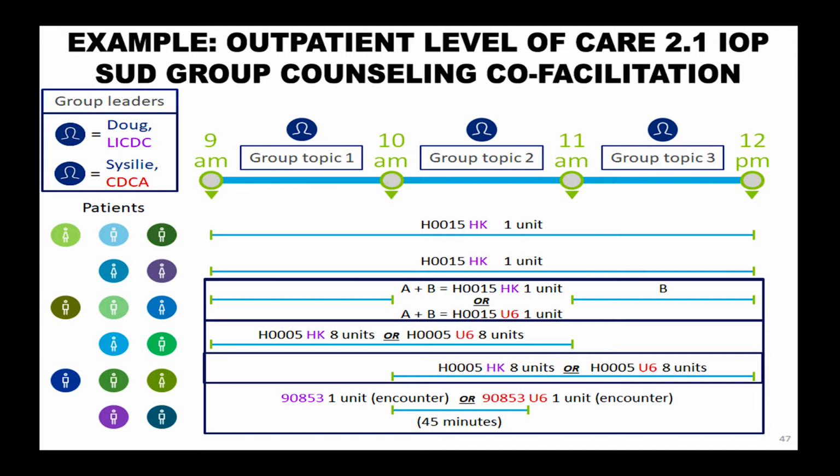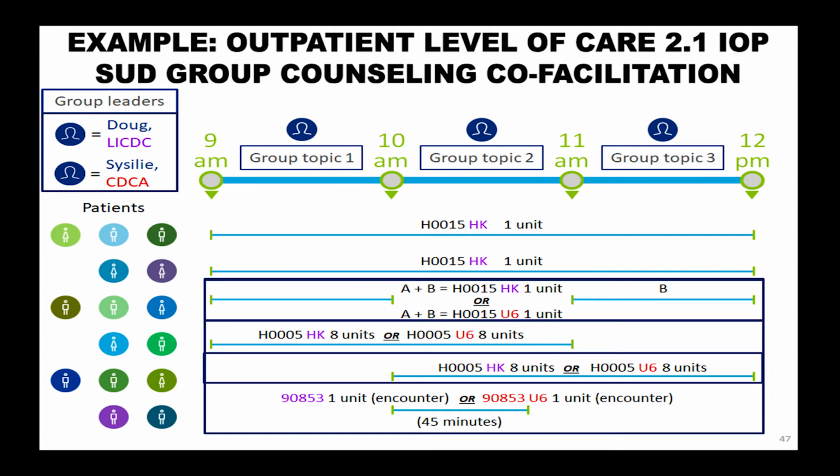Same scenario when you're co-facilitating. If you have 3, 6, 9, 10, 11, 12, 13, 15 people in group, you have 2 clinicians, one who's licensed, one who isn't, who's a trainee or assistant. There's where the modifiers come into play, but it's the same concept. Everything will go under the licensed clinician.